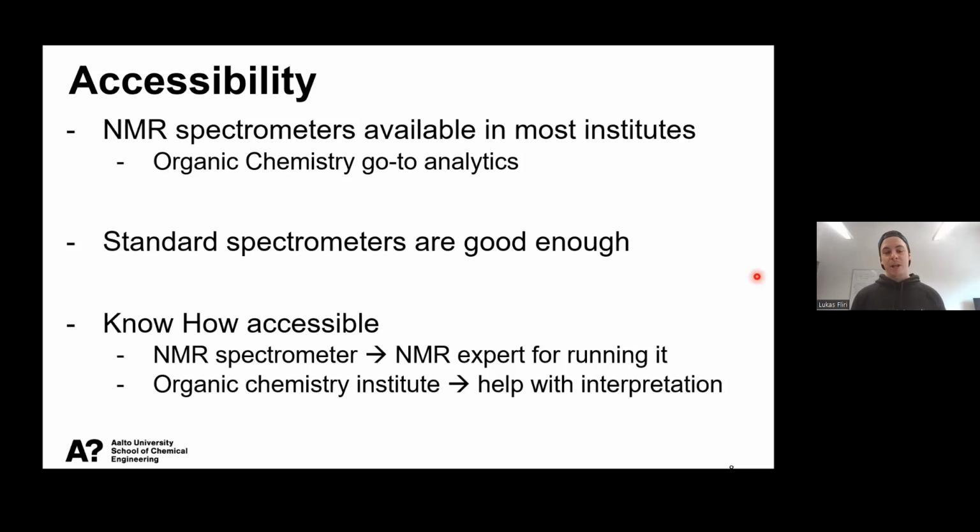For example, I'm measuring on a normal 400 megahertz NMR spectrometer that did not get any upgrades or any special treatment before we implemented the protocol. Because there are NMR spectrometers everywhere, there are also experts who use them on a daily basis, and they can help you with following your NMR experiments and also with the spectral interpretation if you need help with that.